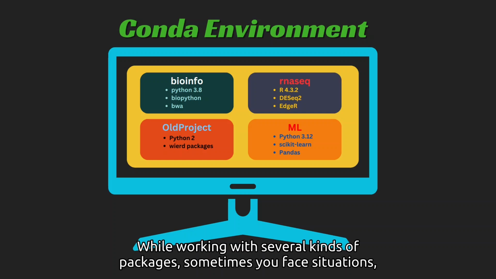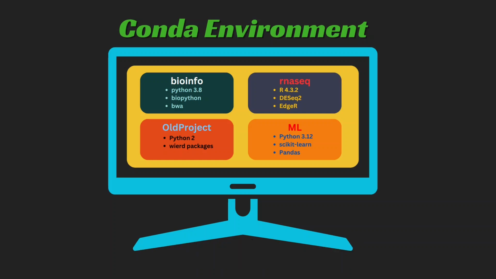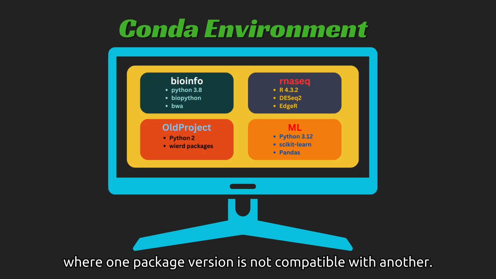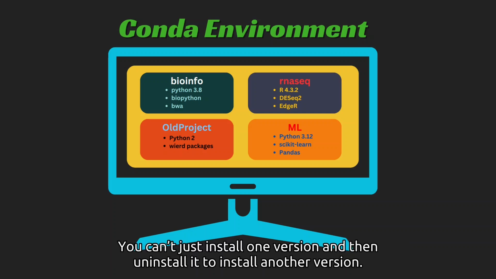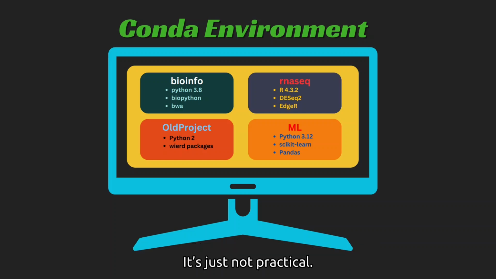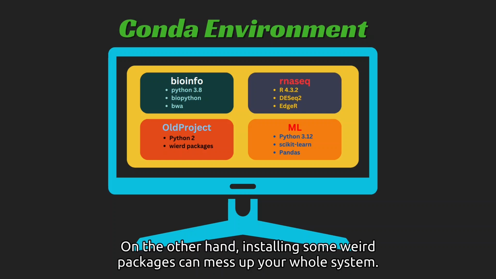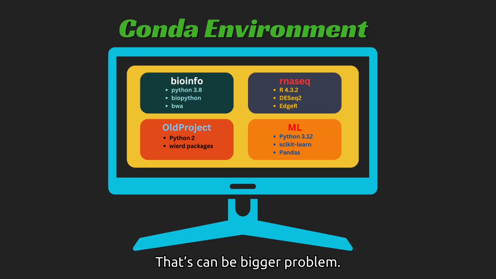While working with several kinds of packages, sometimes you face situations where one package version is not compatible with another. For example, here you can see that you need 3 different versions of Python at the same time. You can't just install one version and then uninstall it to install another version. It's just not practical. On the other hand, installing some weird packages can mess up your whole system. That can be a bigger problem.